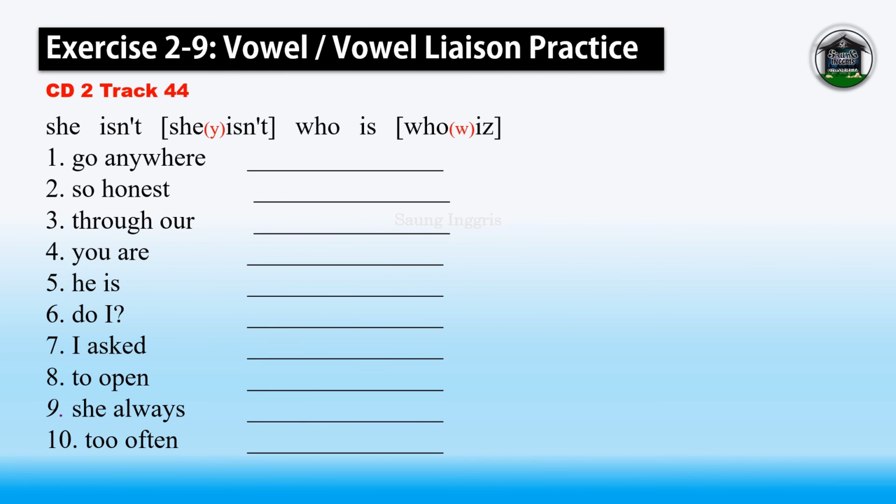Repeat. She isn't. Who is? 1. Go anywhere. 2. So honest. 3. Through are. 4. You are. 5. He is. 6. Do I? 7. I asked. 8. To open. 9. She always. 10. Too often.